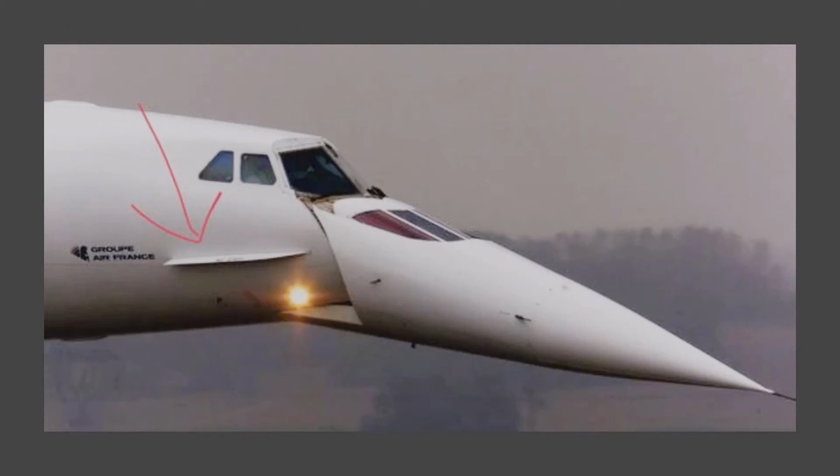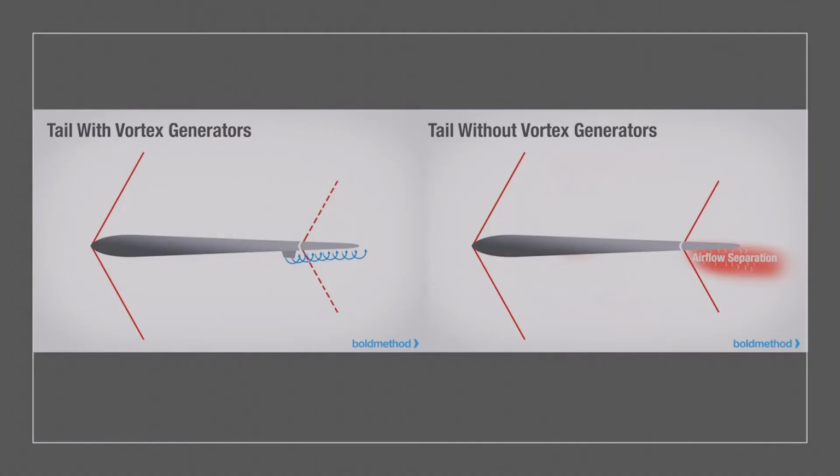As air moves across a shockwave of a supersonic aircraft, the air loses energy and causes flow separation. Seen here on the Concorde, these vortex generators mix high energy air into the boundary layer and prevent flow separation, as seen here. These vortex generators can also reduce the impact of energy loss by disrupting the shockwave.